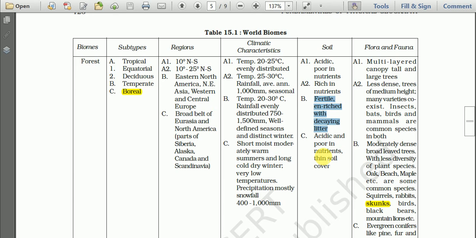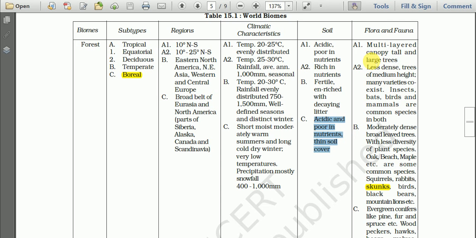Then for the boreal, the soil is acidic and poor in nutrients, thin soil cover. Because of the cold climatic condition, the action of bacteria and decomposition is very less in this region.